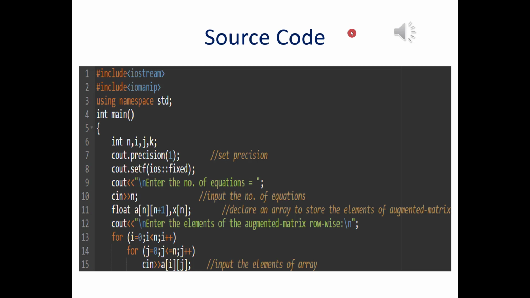For example 2.5 etc. Then comes cout enter the number of equations. We can enter the number of equations and it will be stored in the variable n. Next we are declaring the augmented matrix and the variable matrix like float a[n][n+1], where n plus 1 is an extra column for the constant values. Then x[n] is for the values of the variables. The next line is cout enter the elements of the augmented matrix row wise. So we have to give the input row wise and it will be stored in that array.